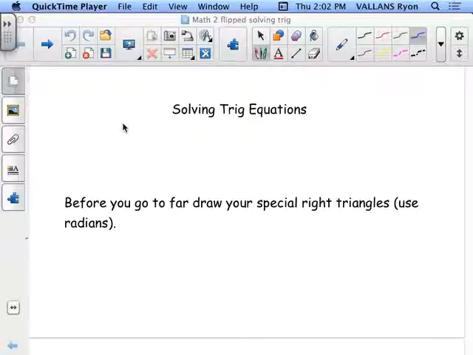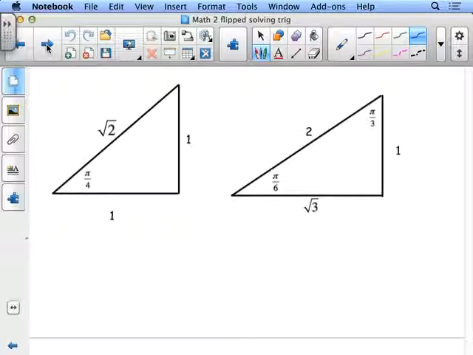Let's get started. First thing, make sure you know how to draw those special right triangles. Make sure we got pi fourths wherever you have 45 degrees, pi sixths wherever you have 30 degrees, pi thirds whenever you have 60 degrees.